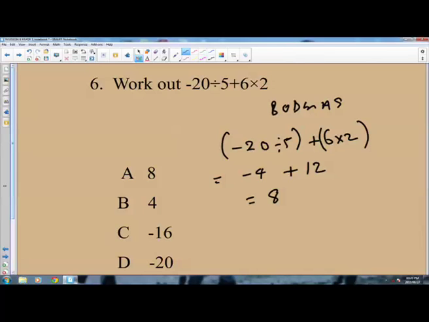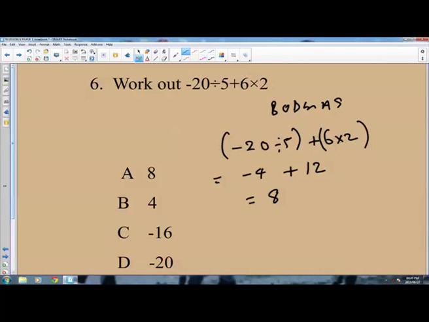Questions of this kind, you simply need to apply what we call the BODMAS rule, where you remove the brackets, then you divide, multiply, then add or subtract. That's how you apply the BODMAS rule. And we found that in question number 6, the answer is 8. B, we got 4. C, negative 16. D is minus 20. Now, the correct answer to this question is 8, which is represented at alternative A. So we'll circle A to indicate that we have answered this question.